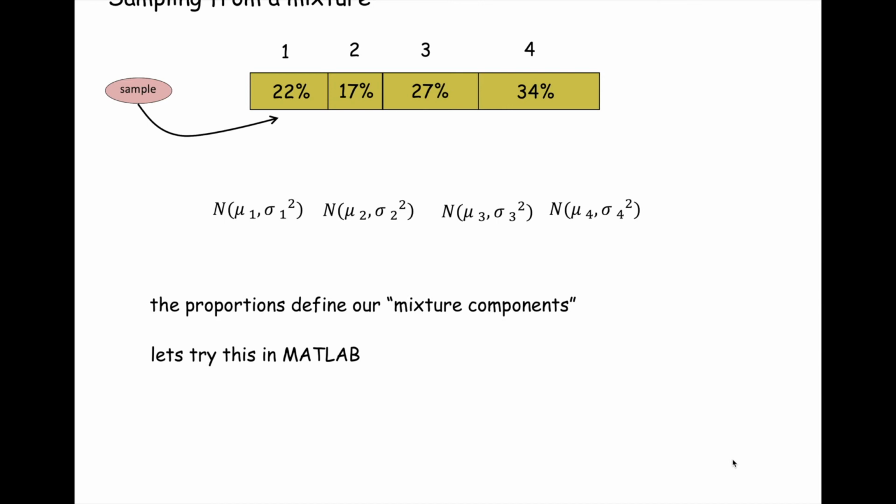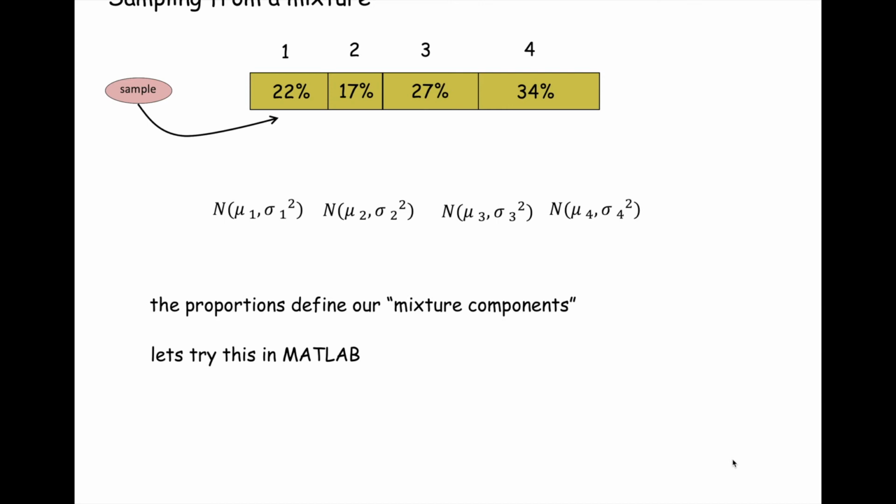Once we select those alternatives, we're going to index into a set of parameters: mu 1 sigma squared 1 for the first normal distribution, mu 2 sigma squared 2 for the second, and mu 3 and sigma squared 3, and then likewise mu 4 and sigma squared 4 for the fourth normal distribution. So these proportions are so-called mixture components: the 22%, 17%, 27%, and 34%. There's an approach, which I'm not sure if we're going to cover, called expectation maximization, where if you're given a sample, you propose how many different components you have, and it'll find these proportions for you. It's a standard approach in machine learning.